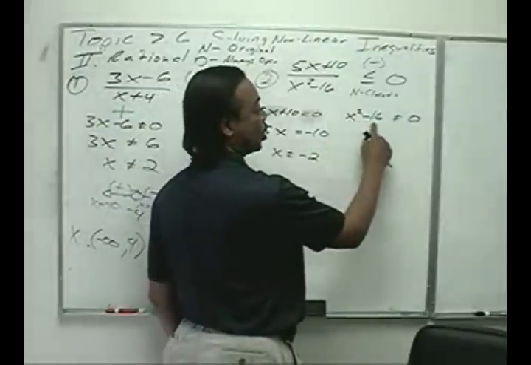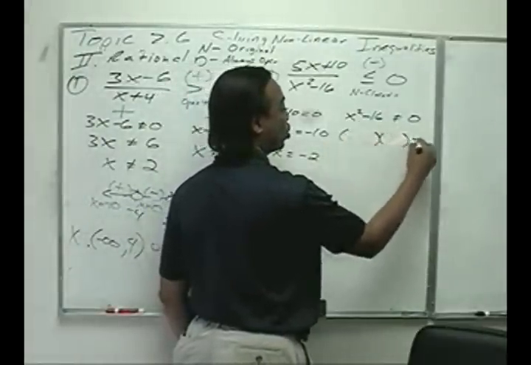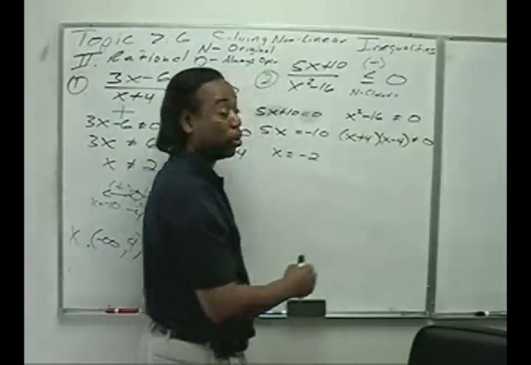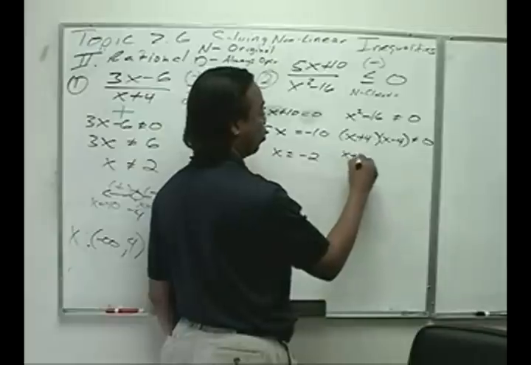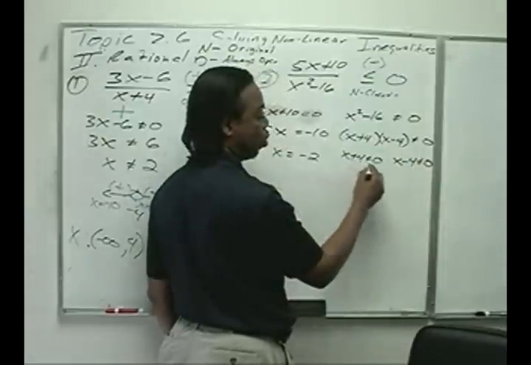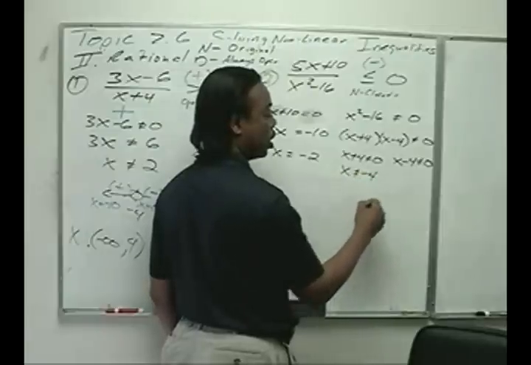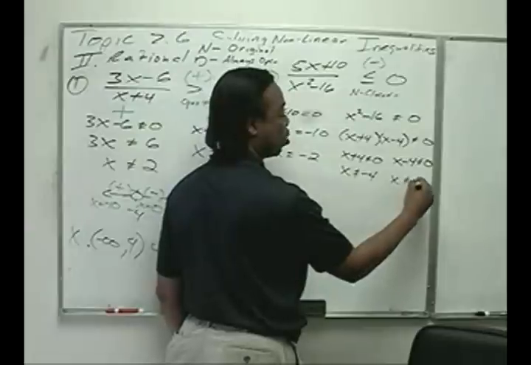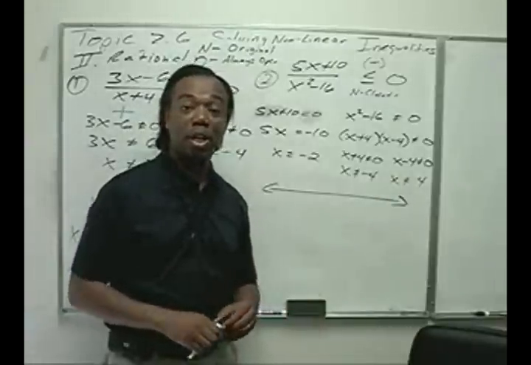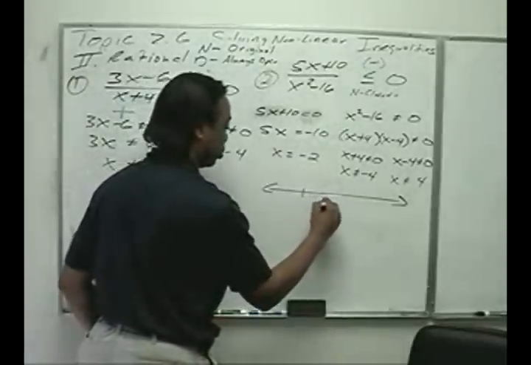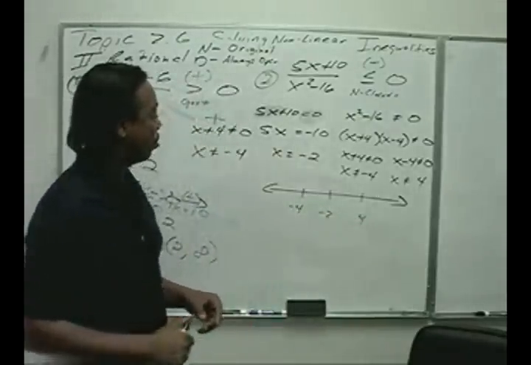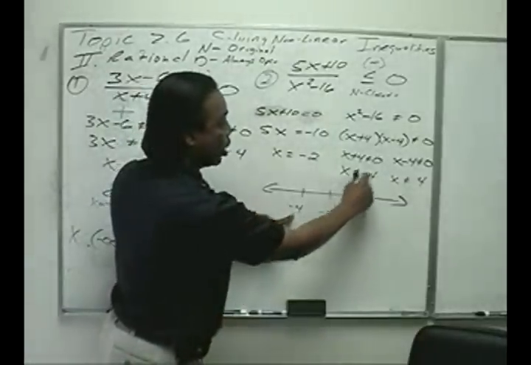Here, x squared minus 16 equals 0 can be factored into two conjugates. The conjugates will be x plus 4 times x minus 4. That's the difference of two squares. Now, x plus 4 is set equal to 0 and x minus 4 is set equal to 0. x plus 4 equals 0 implies that x equals negative 4, and x minus 4 equals 0 implies that x equals positive 4. So we have a total of 3 points to graph: negative 4, negative 2, and 4. All right, start here. The negative 4 came over here from the denominator.